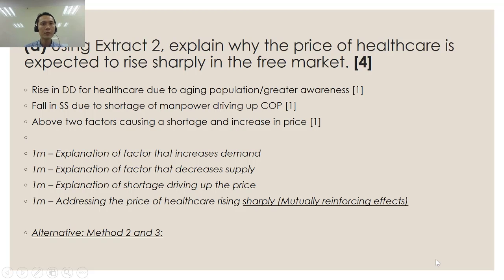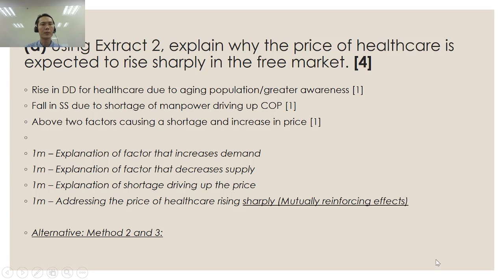Now, for 2D, to explain why the price of healthcare is expected to rise sharply in the free market, you can be looking at the demand and supply factors. There's a rise in the demand for healthcare due to the aging population. The number of people consuming healthcare services has increased. This has increased the willingness and the ability of consumers to pursue healthcare services, causing a rise in the demand.